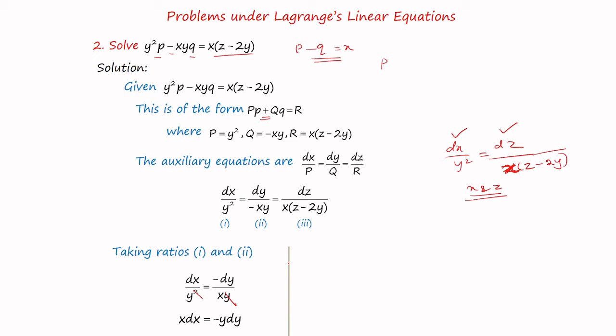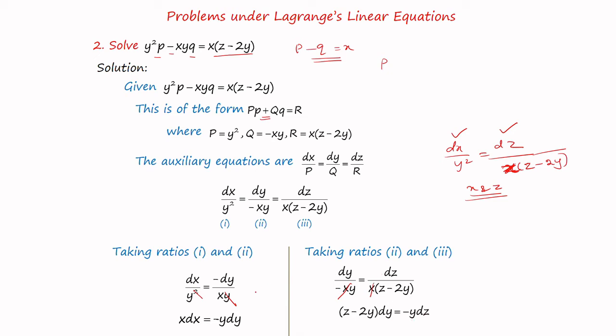Now, we have to take the ratios 2 and 3, because in 2 and 3, x gets eliminated, isn't it? So here dy by minus xy is equal to dz by x into z minus 2y. Here x gets cancelled. So the remaining terms: x is not there, and dy and dz are there, so only y and z alone are present in our result. Okay, so we have to take this z minus 2y to the other side, so z minus 2y into dy is equal to minus y into dz.